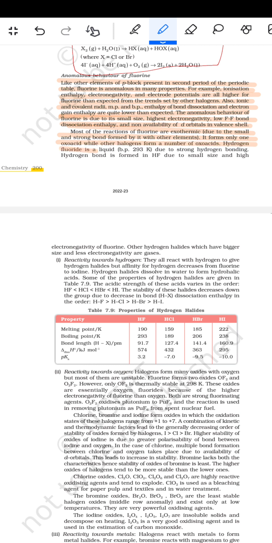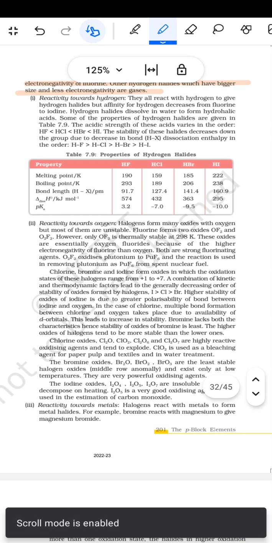Hydrogen fluoride is a liquid, boiling point 293 Kelvin, due to strong hydrogen bonding. Hydrogen bond is formed in HF due to the small size and the high electronegativity of fluorine. Other hydrogen halides, which have bigger size and less electronegativity, are gases. Now the reactivity towards hydrogen.